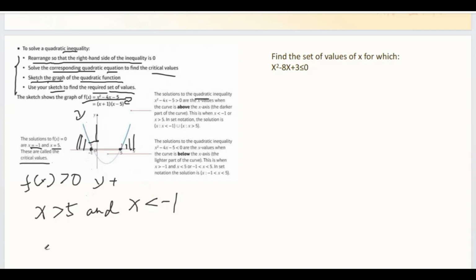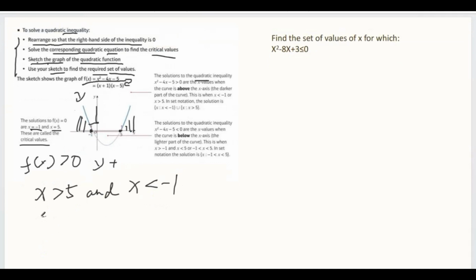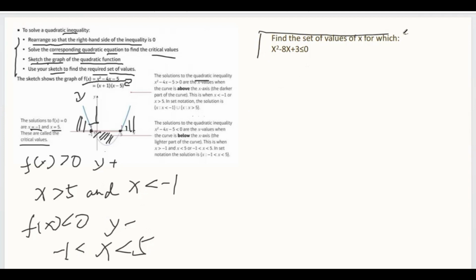So if f(x) is less than 0, it means y is negative. So in this shaded part, the x range will be x greater than -1 and less than 5. Yeah, very easy to understand. Let's do a practice to find the values of x for a quadratic inequality.